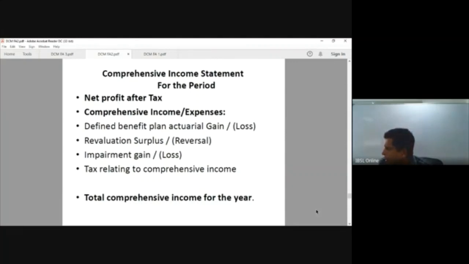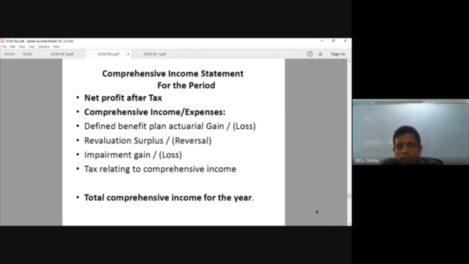For example, say IBSL has this building. Now, this was acquired or built about 5 years back for a cost of 1 billion, right? And now assume that the current valuation says this building is worth 3 billion.